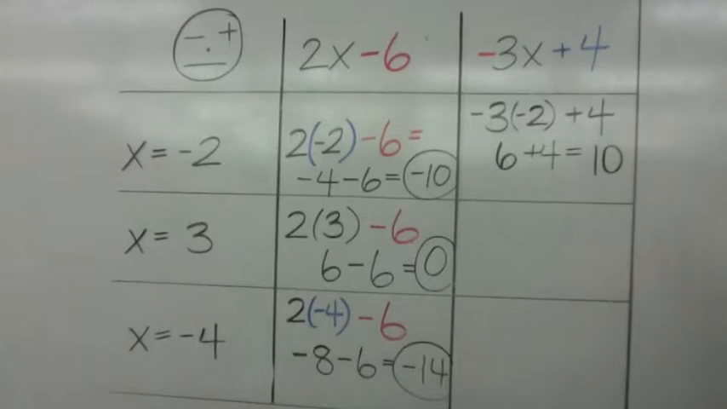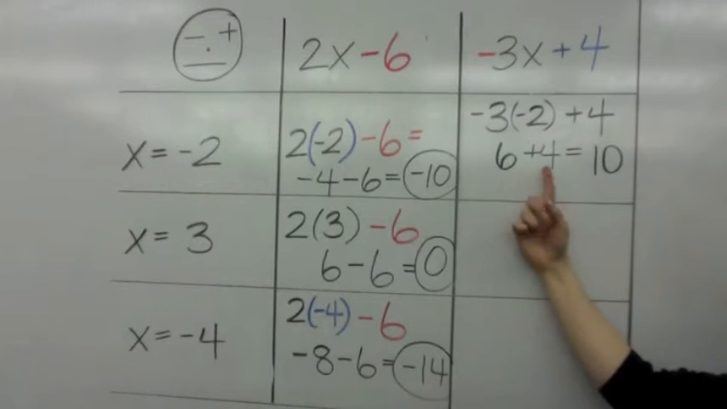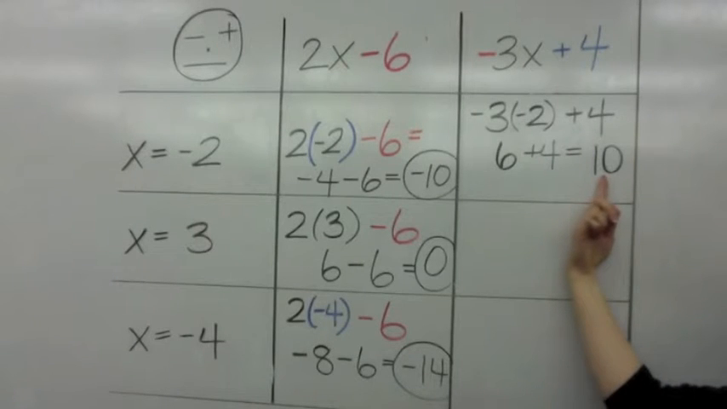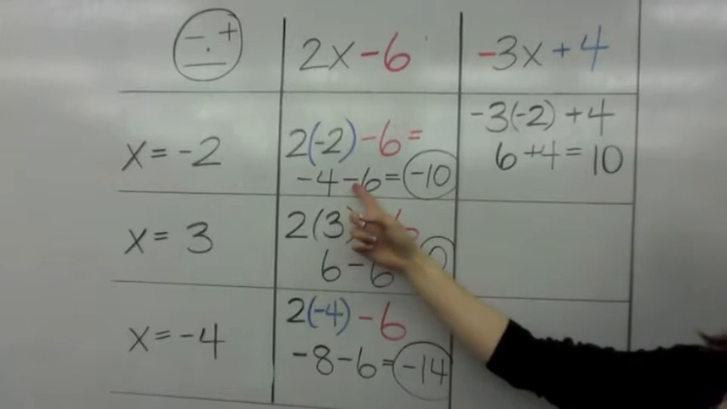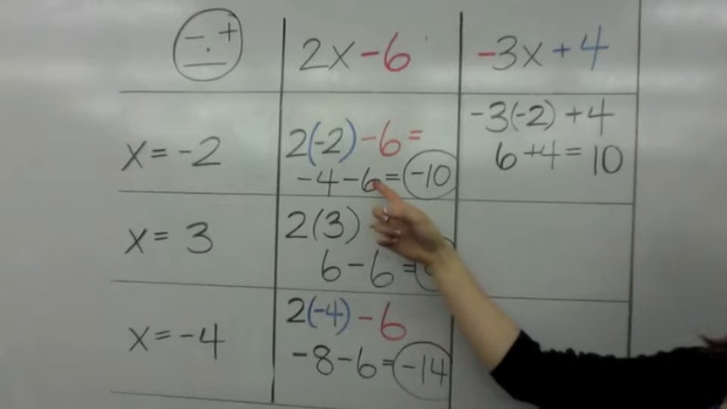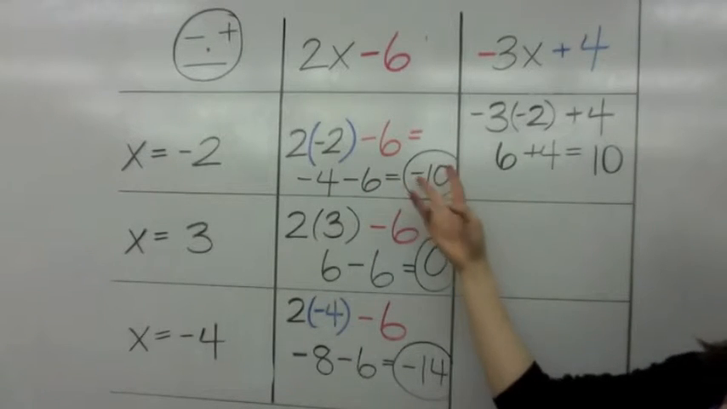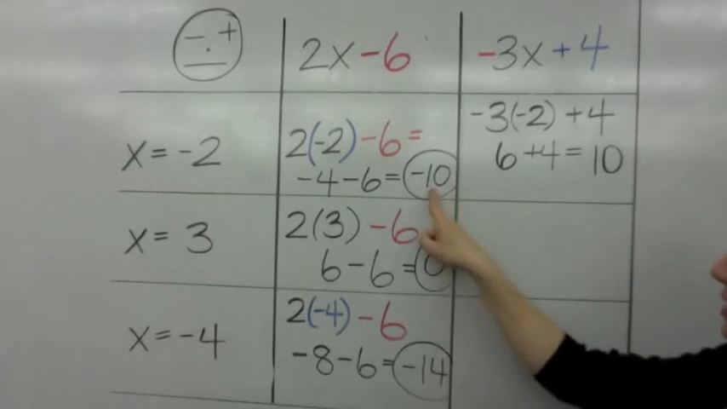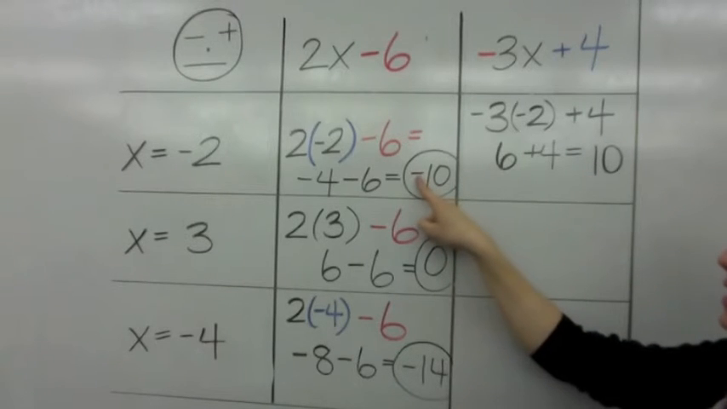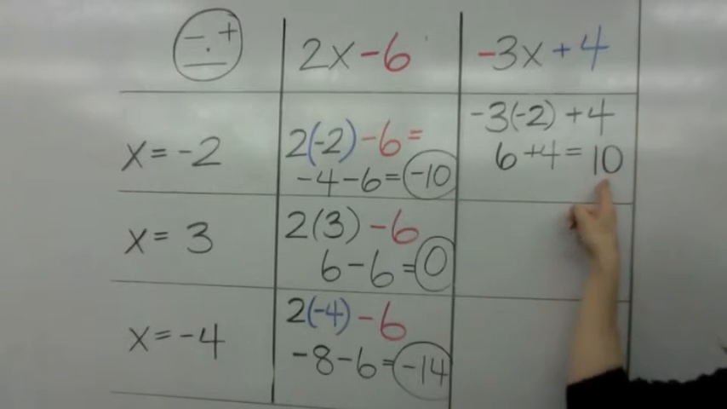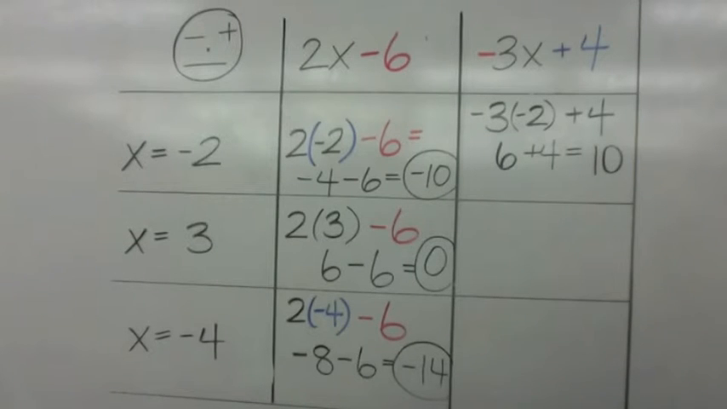Notice, you have same signs. +6 and +4 make +10. Here, you had the same signs. -4 and -6 make -10. So same signs, add and keep. What's the difference between this answer and this answer? This is negative and this is positive. Okay, let's look at the next one.